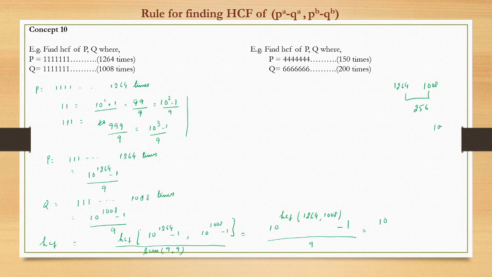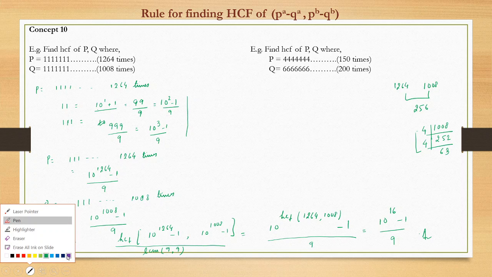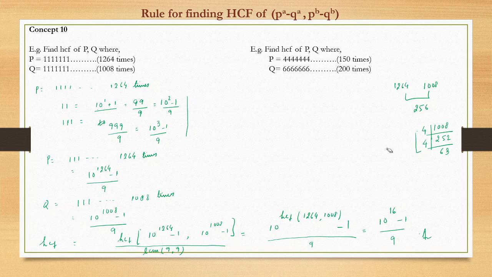If we see the factors of 1008, here we get 16 as the HCF. So 10 raised to power 16 minus 1 upon 9 will be the answer. So this is the way we solve questions of this nature. We will erase this.